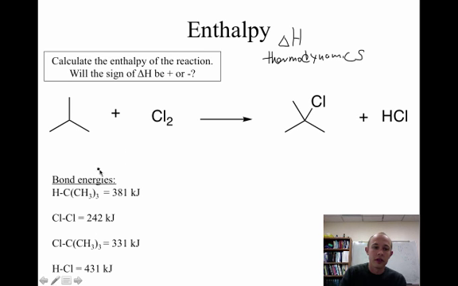This is very easy to do if we have a table of bond energies like we have here. So if we consider this reaction and we're not worried about the mechanism, notice that what's happening is we're breaking a CH bond and forming a carbon-chlorine bond.